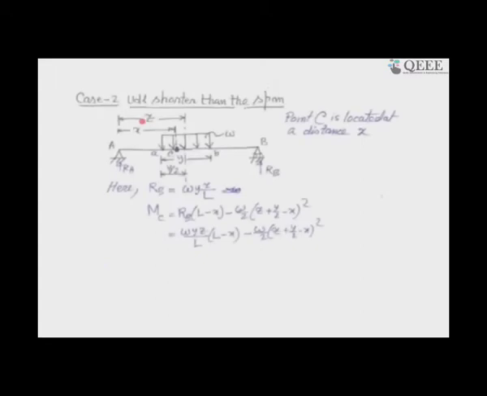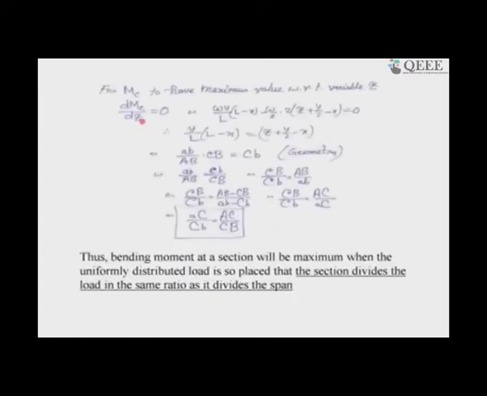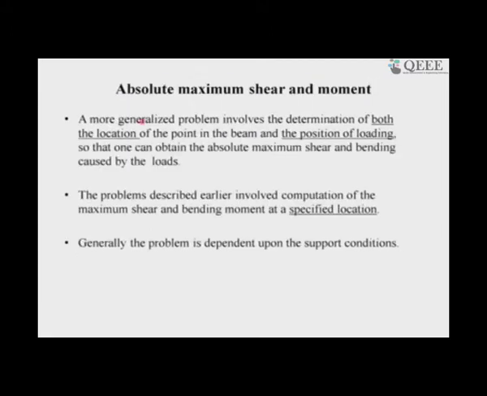Next is the UDL shorter than the span. It is the case of a longer bridge with a shorter vehicle, like a truck, moving onto the bridge, and we are examining what the effect is. Let us see the conclusion once again. Please stick to this. Bending moment at a section will be maximum when the uniformly distributed load is so placed that the section divides the load in the same ratio as it divides the span. Please remember this and you can solve a lot of problems for statically determinate bridges.